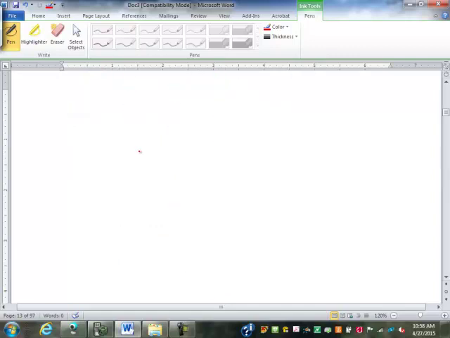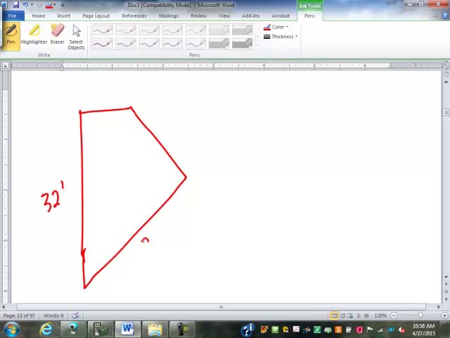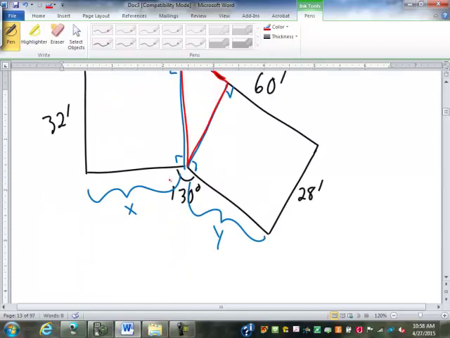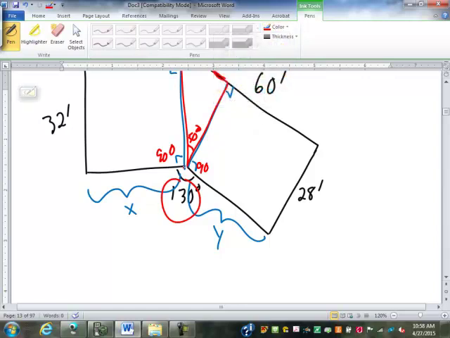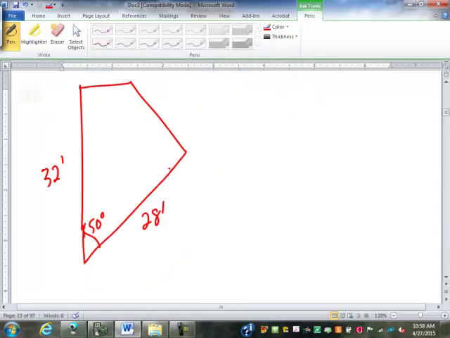Let's draw it out a little bit larger. What I know about it is that this is 32 feet and this is 28 feet. I also know that this angle here is 50 degrees. How do I know that? 130, 90, and 90 leaves this has to be 50, because that's 360 degrees all the way around there. This one here is probably also 130 degrees, right? So I know that much.